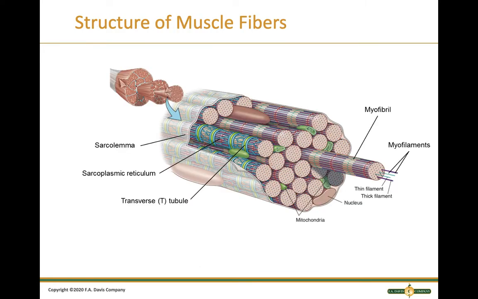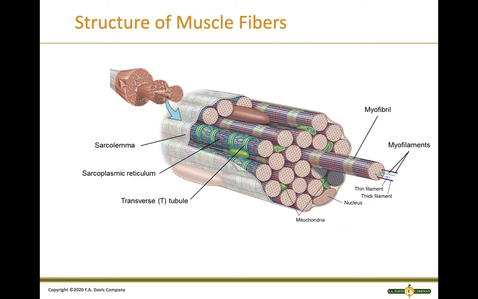Now we're going to look closer at a muscle cell or a fiber. The sarcolemma is the plasma membrane of the muscle cell, and it is specialized for sending electrical signals, which we'll talk about later. Myofibrils are these cylindrical organelles that you see. Those are the things that actually contract to make the muscle shorten.